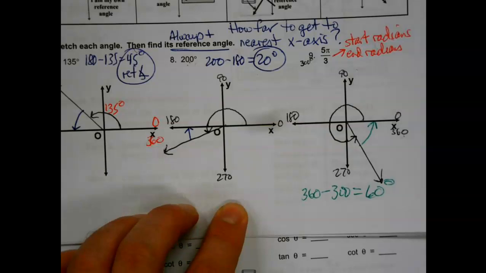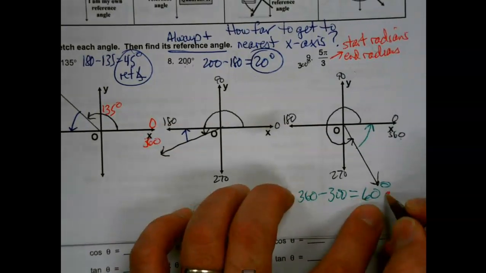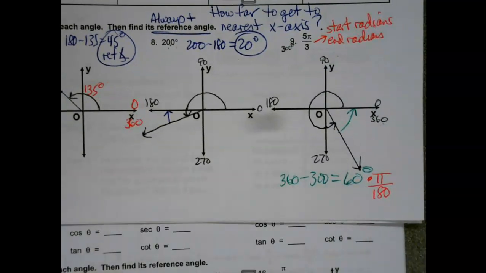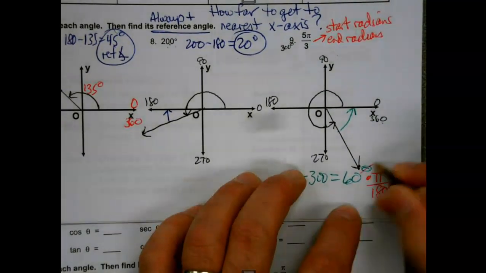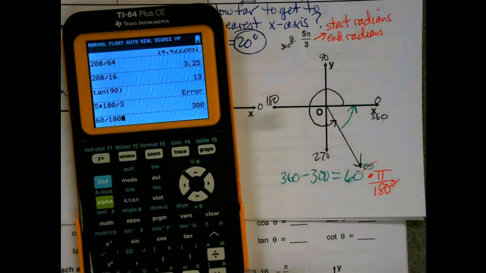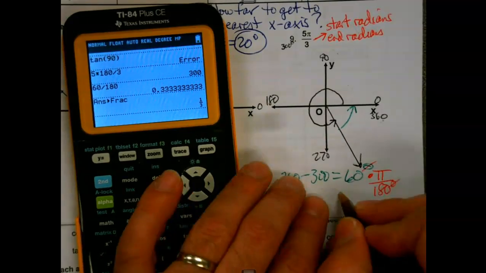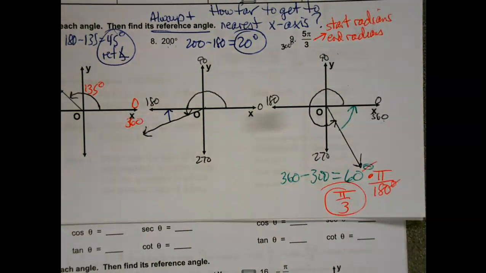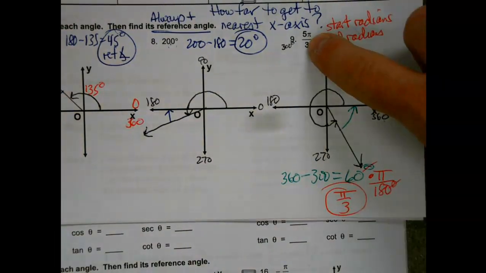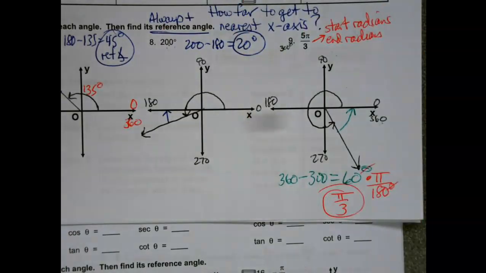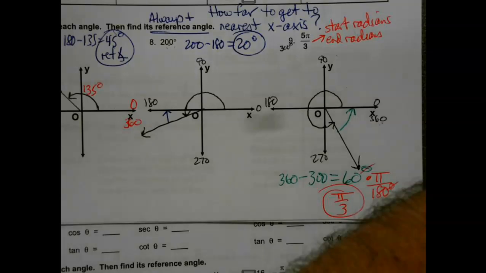Start radian, end radian. If you're going to go to degrees, fix it. We know how to convert to get rid of the degrees. 60 over 180 is 1/3. Pi over 3 is my reference angle. When we speak radian, we end radian. When we speak degree, we end degree. That's the rules. No going between languages. Not a fair thing to do.